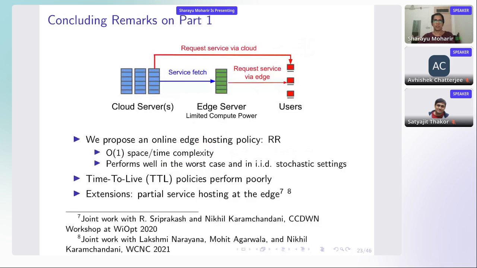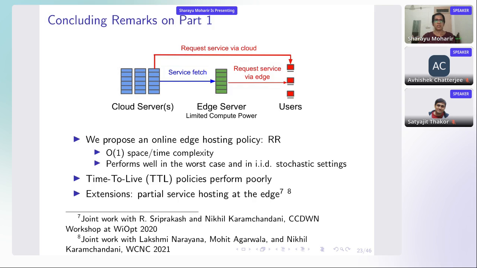To conclude this part of the talk, this problem focuses on a service which is hosted on cloud servers and can also be hosted on third-party edge servers located close to the end users to reduce latency. The algorithmic challenge is to determine how to use third-party edge resources to minimize the overall cost incurred by the system. We propose an online policy called RR and show that the performance of RR is good across various arrival and rent cost models. Further, we show that TTL, which is a very widely studied and widely used policy, actually performs poorly for our setting.